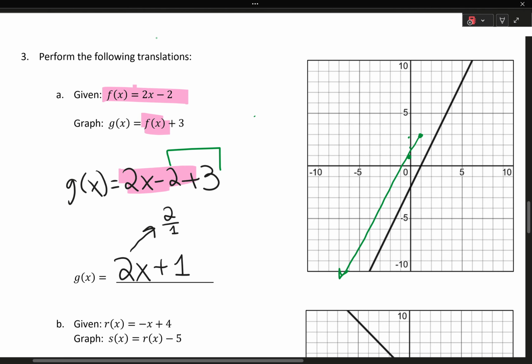We're pretending I'm drawing a nice straight line. You're drawing a nice straight line because you're using your ID or a straight edge. Hopefully, you could see that we went up.